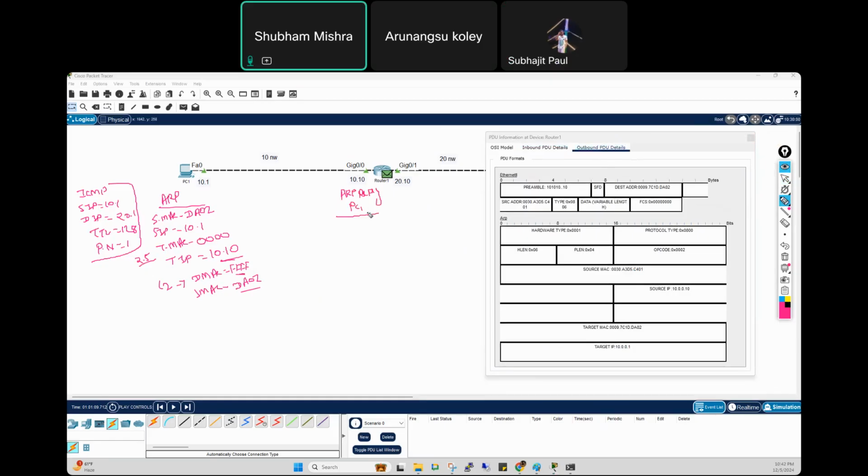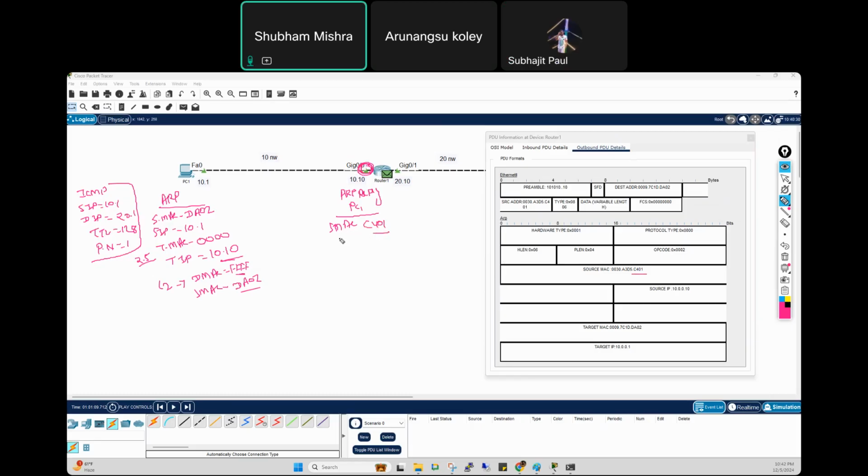So in ARP reply, what is the source MAC? Source MAC is guys 0.C401. That is the MAC address of this interface. Clear, guys? Everyone? C401.